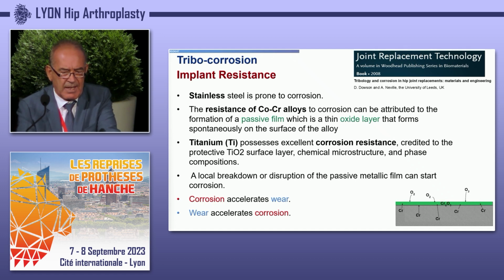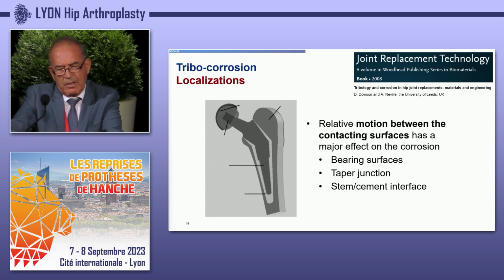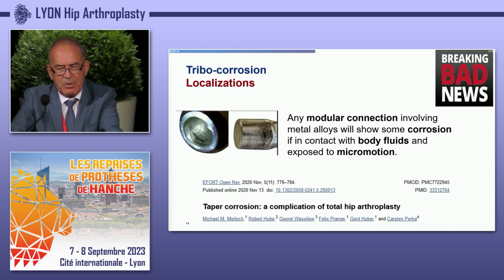The corrosion accelerates wear, and the wear accelerates the corrosion. Where is the localization of this phenomenon? Relative motion between the contact surfaces has a major effect on the corrosion, and usually it's the bearing surfaces, the taper junction, and the stem cement interface. Any modular connection involving metal alloys will show some corrosion if in contact with body fluids and exposed to micromotion. That means on every prosthesis we are using, we have these conditions.